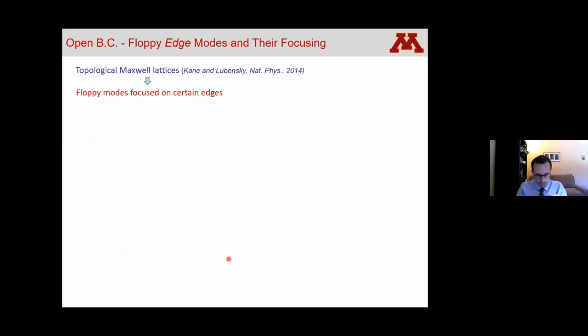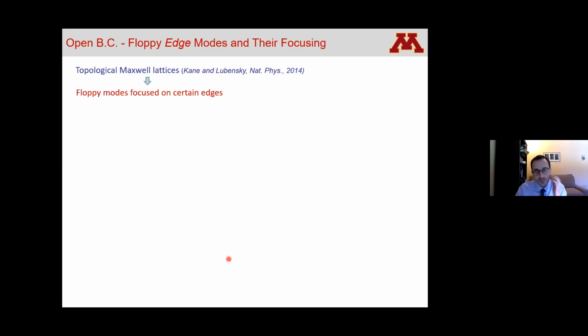Now, the existence of some kind of floppiness at the edges of a lattice is really no news. Every lattice has some kind of floppiness at the edges. In fact, any system does, because as you can imagine, in any system, the points that belong to the boundaries are less coordinated than those in the bulk, in the interior. So their mobility is higher.